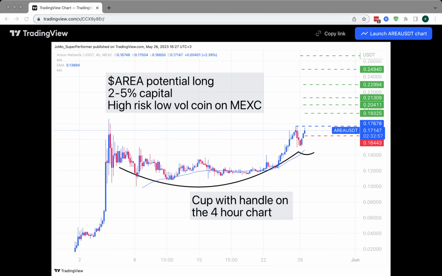All right, I posted this for our community. You can see the blue line was the entry, red line is the stop, and green lines are take profits. As you can see, it's a perfect cup with handle. Let me show you the chart so that you can see even better.